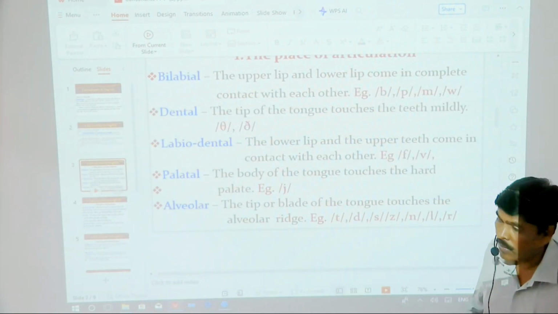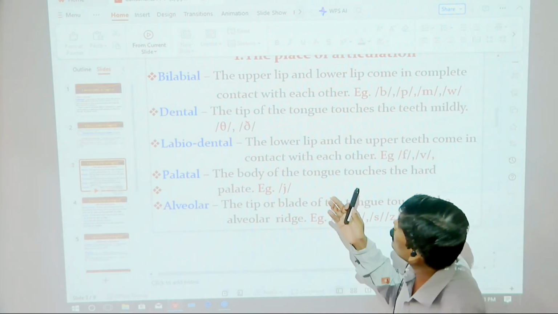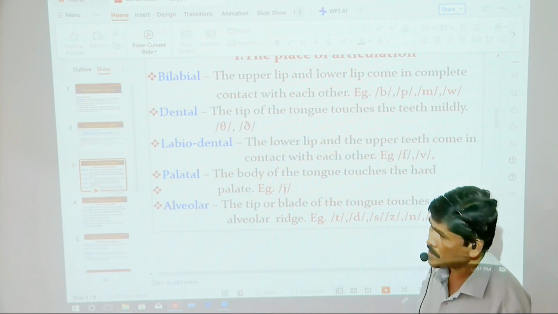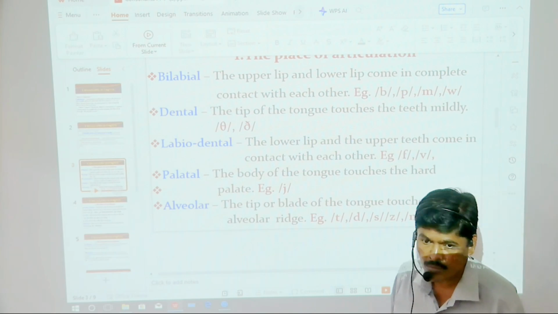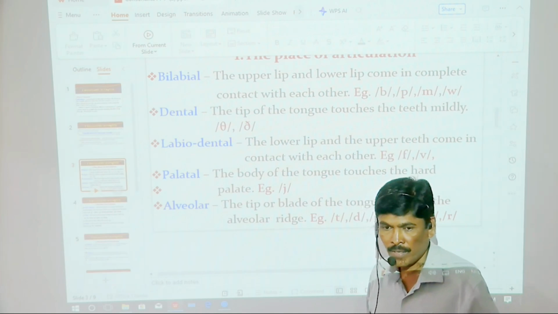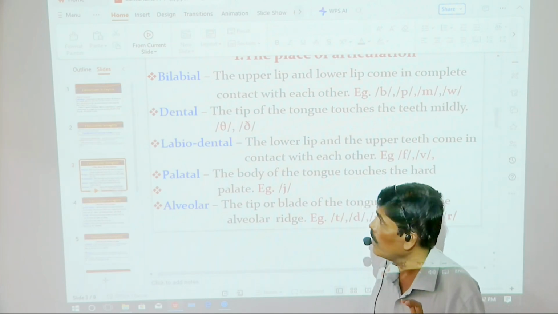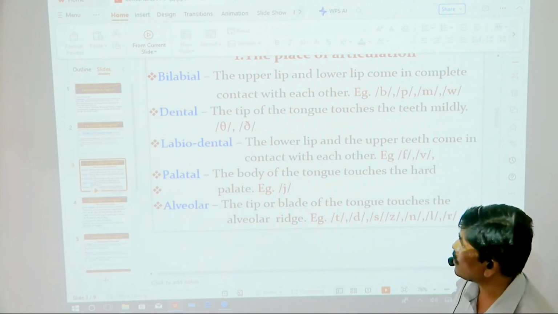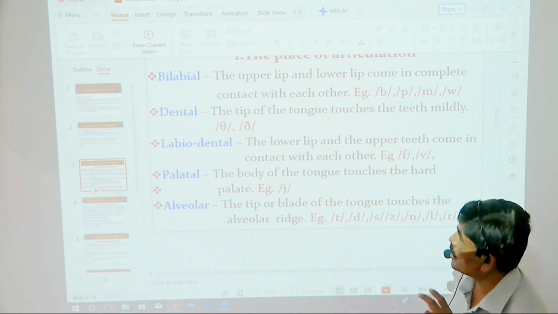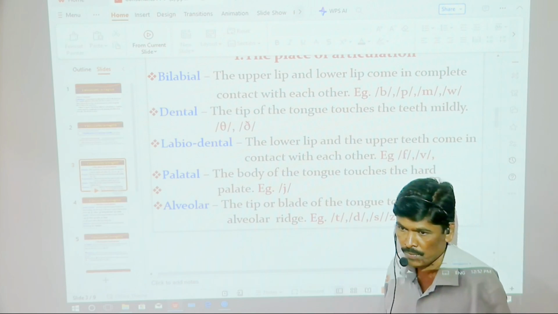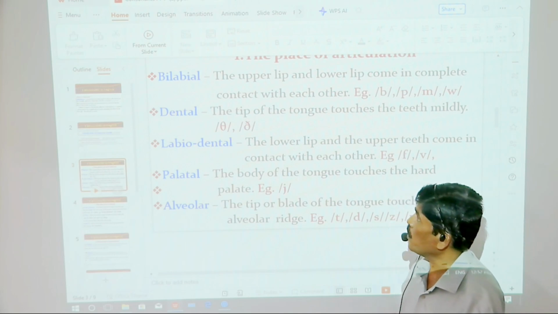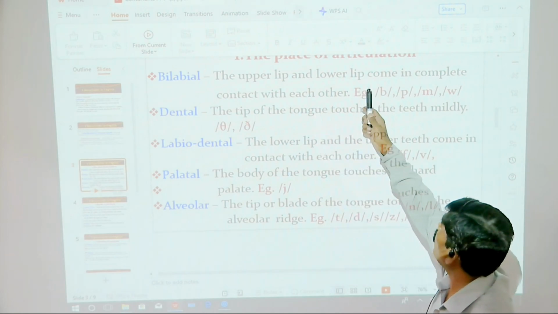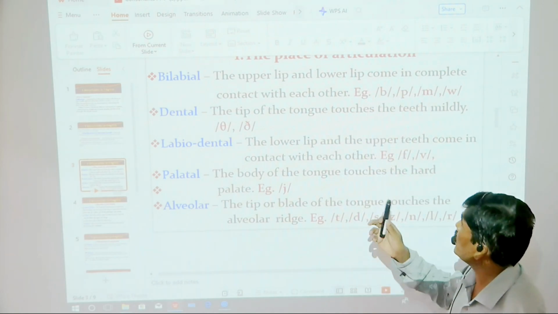Now we'll see the places of articulation. First, the bilabial category. Different categories are there. In place of articulation, some sounds are produced by the upper lip and lower lip. This sound is called a bilabial sound. Means upper lip and lower lip come in complete contact with each other.